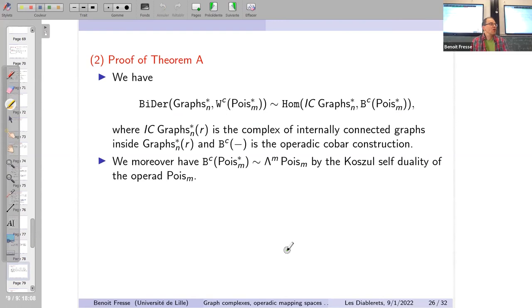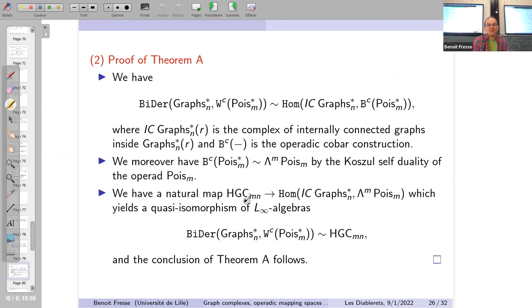The next one is to use the Koszul duality theory of operads, which says that this operadic co-bar construction is quasi-isomorphic to an operadic suspension of the m-Poisson operad. Now the claim is that you have a very simple map from the Hairy graph complex to this Hom object, which turns out to give a quasi-isomorphism of L-infinity algebras between the complex of biderivations and the Hairy graph complex. Then the conclusion of theorem A follows from the homotopy invariance of Maurer-Cartan spaces.